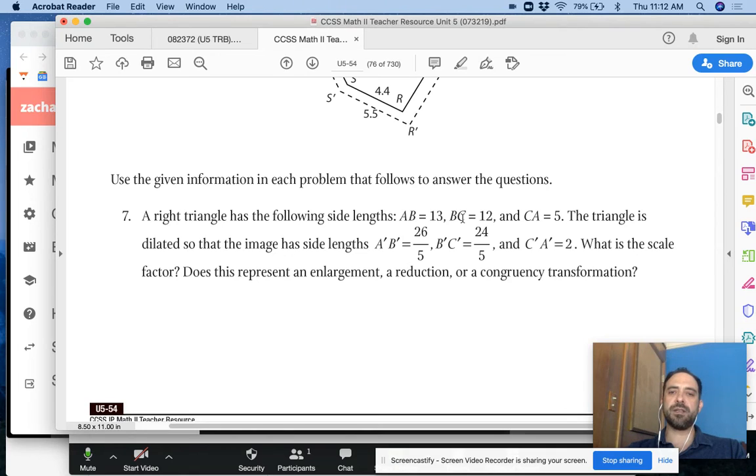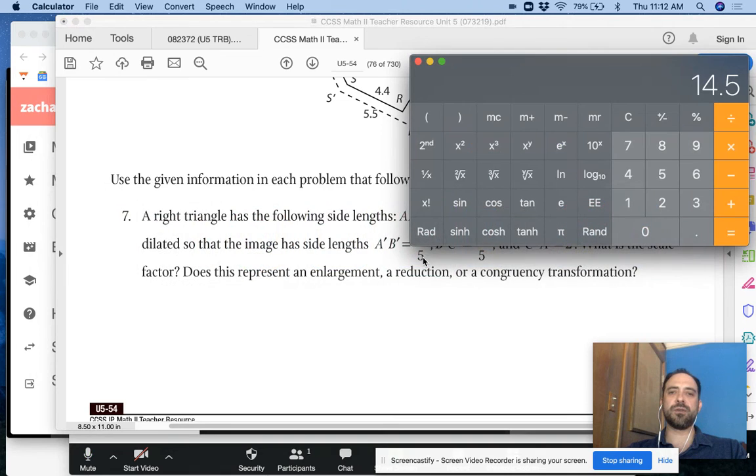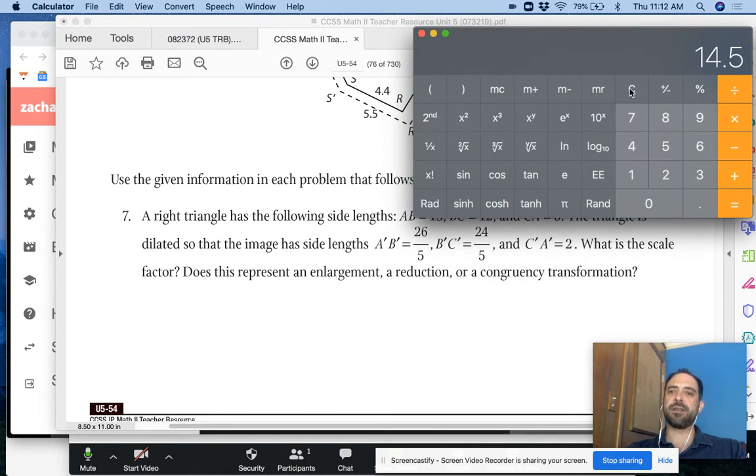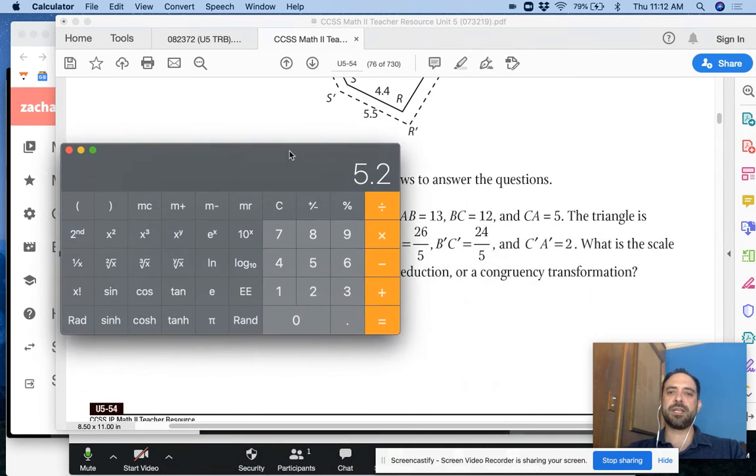So you look here and you say, well, I have my pre-image 13. What do I multiply that by in order to get 26 over 5? Okay, so I think that this is actually easier to do. Let's see what 26 over 5 is. All right, so we have 26 divided by 5, 5.2. Okay, so 5.2. So how did we go from 13 to 5.2? 13 times something gives us 5.2. So I'm going to take the 5.2 and divide it by 13. And let's see what we get.